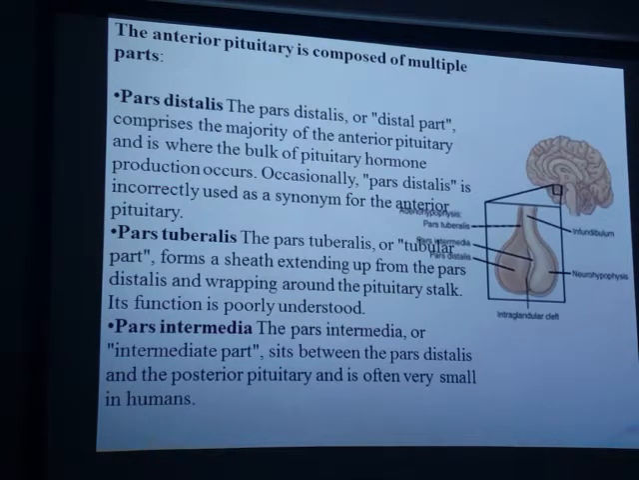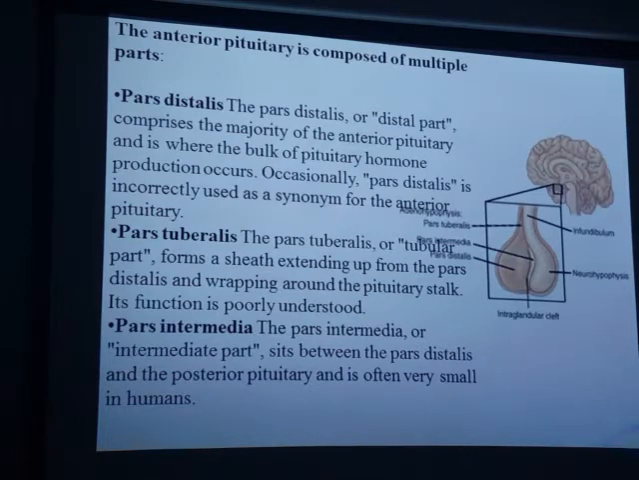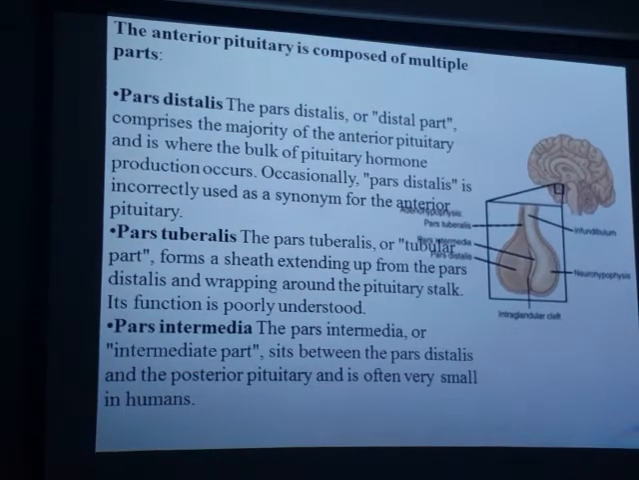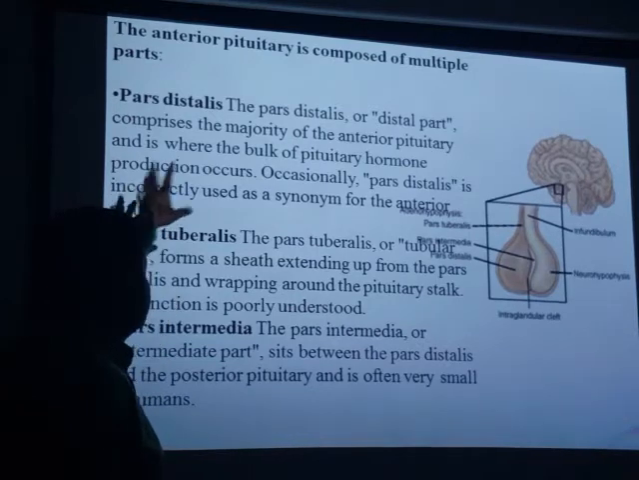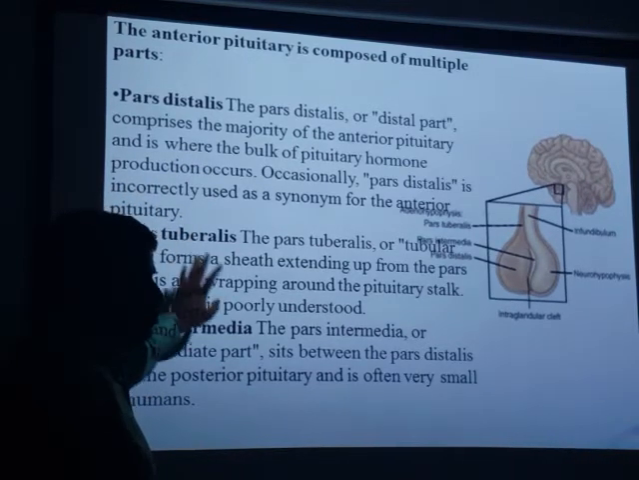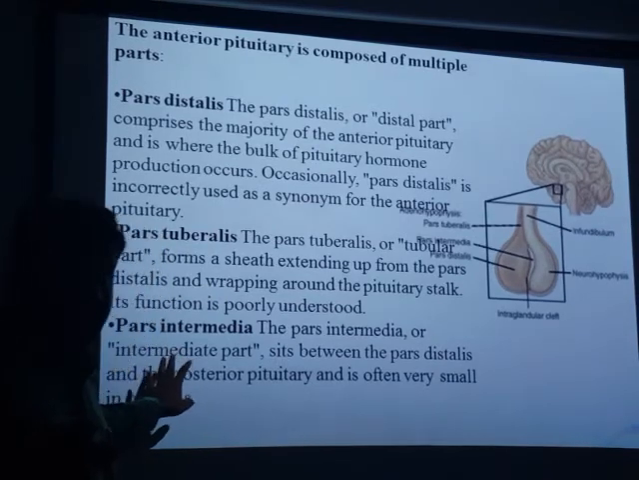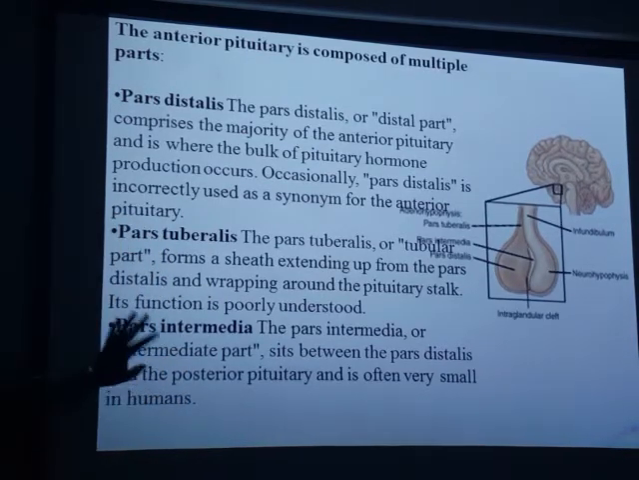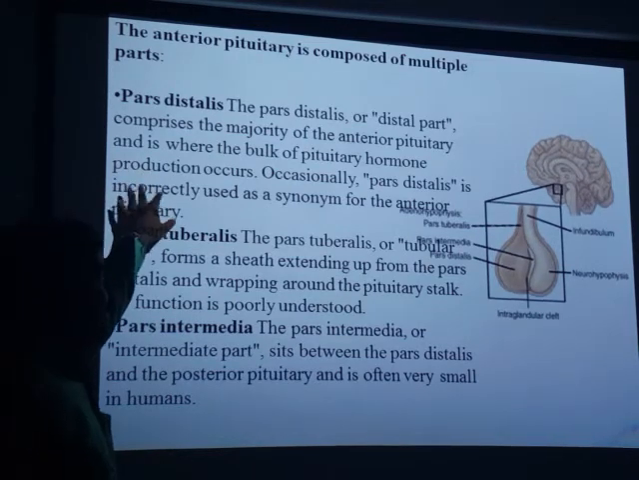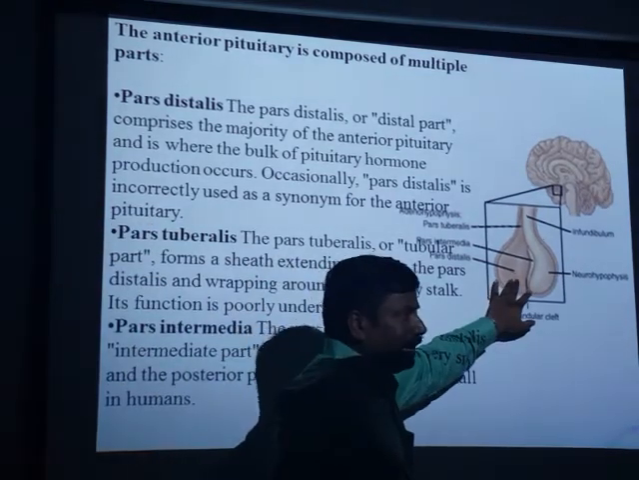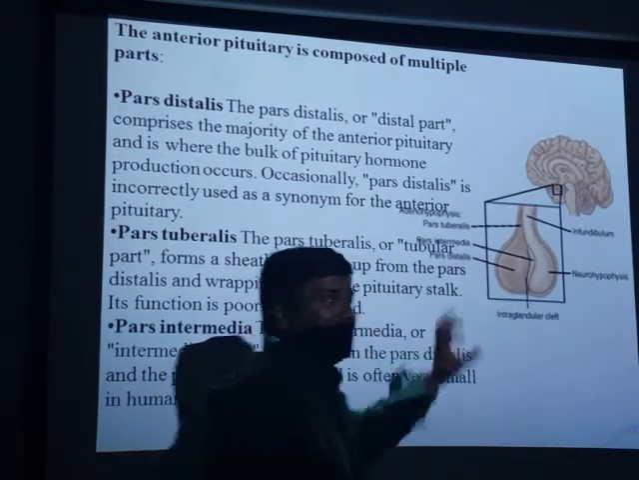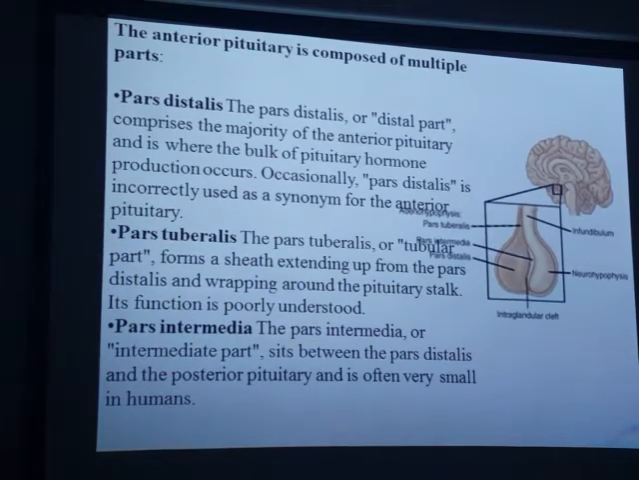Now, as I said, three parts: pars anterior, pars posterior, and pars intermedia. Pars means part. The anterior pituitary has three parts: pars distalis, pars tuberalis, and pars intermedia. As explained, some others include the intermediate in the anterior pituitary. What is pars distalis? This is the main part of the anterior pituitary. That means the lower, distal part of the gland is called pars distalis, which contains many cells that secrete the hormones from the anterior pituitary.